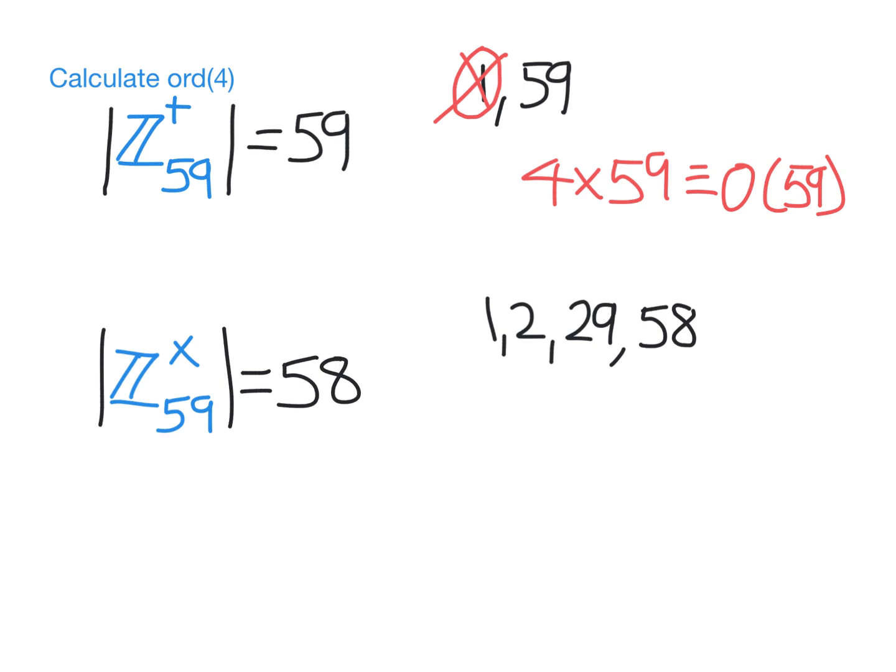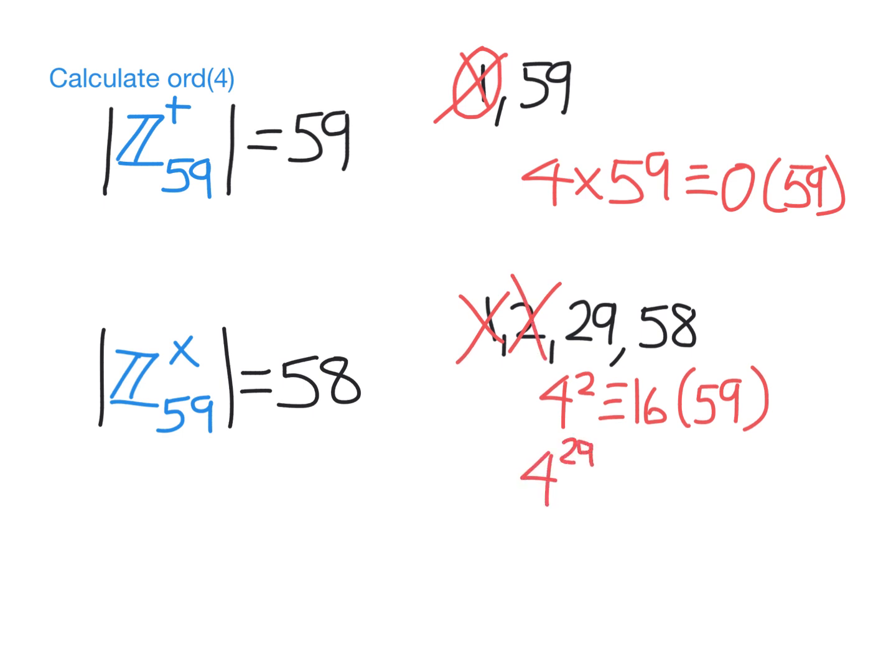Now, once again, 4 is not the identity here. It's not the multiplicative identity in this group, so we can exclude 1 straight away. So let's check if its order is 2. Well, 4 squared is 16, and it continues to be 16 in mod 59. So its order is not 2. Then we might try 29. Well, 4 to the power of 29 turns out does give us 1 in mod 59. So the order of 4 in this group is 29.